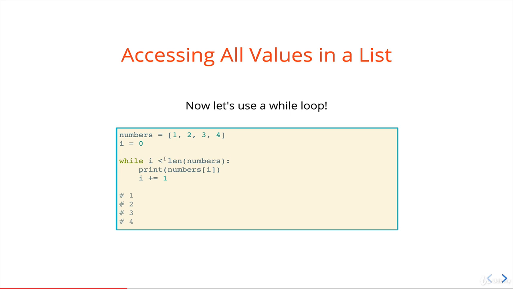And notice it's less than, not less than or equal to, because length is 1, 2, 3, 4. And if we tried to access numbers square bracket 4, that's out of the list range, so we need to do less than the length. And then all we do is access numbers[i], and we have to add 1 to i each time through, otherwise we get an infinite loop.